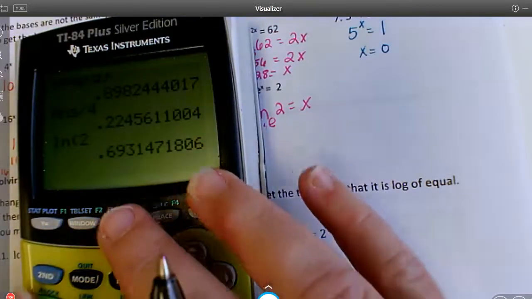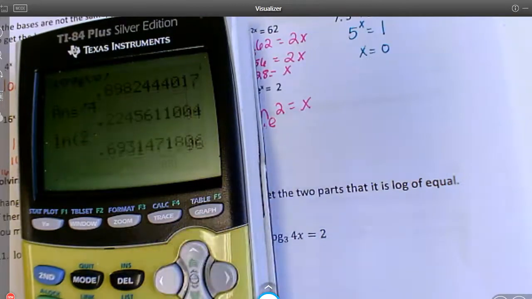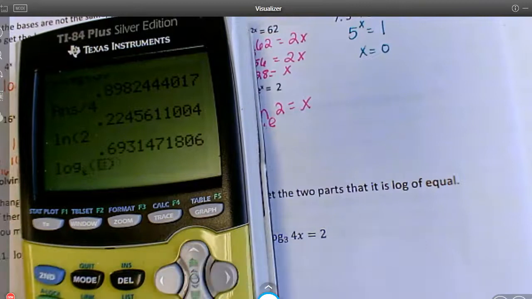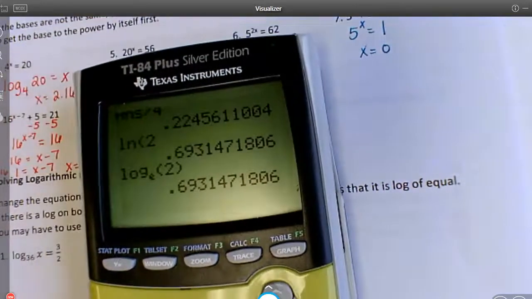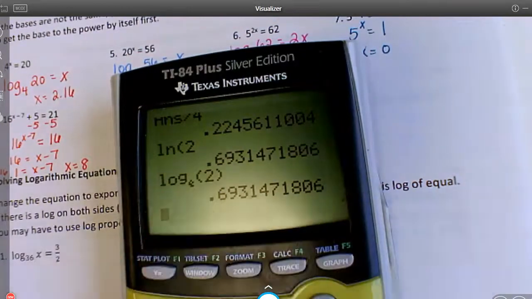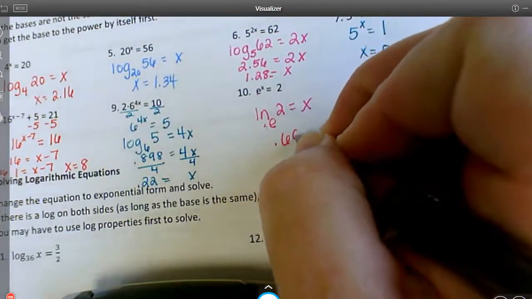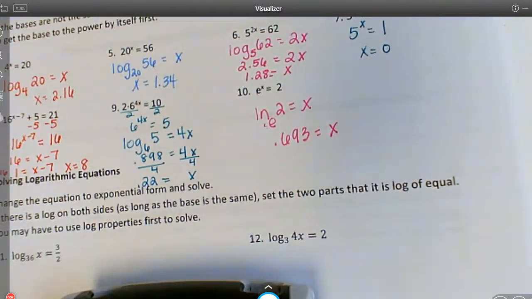Now, very quickly I want to show you if instead you would have used a log, you could do log of E and plug in an E right there, and then 2. Look, you get the same answer. So it doesn't matter whether you use the natural log or whether you use log base E. You're still going to get the same answer. Okay? So that gives you 0.693 equals x.